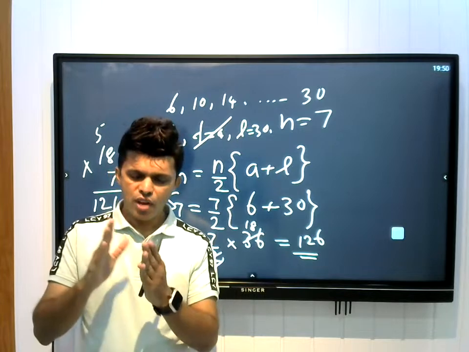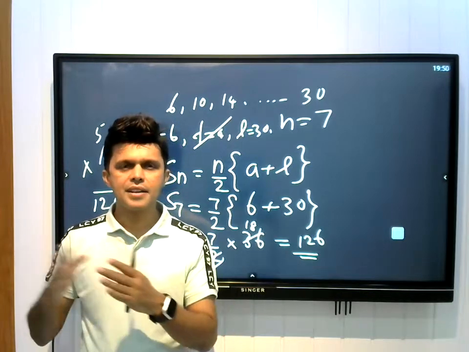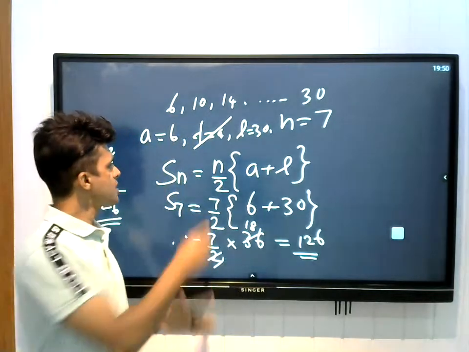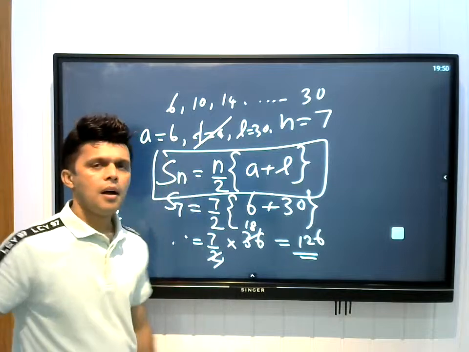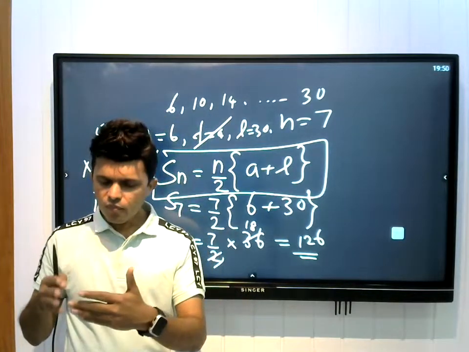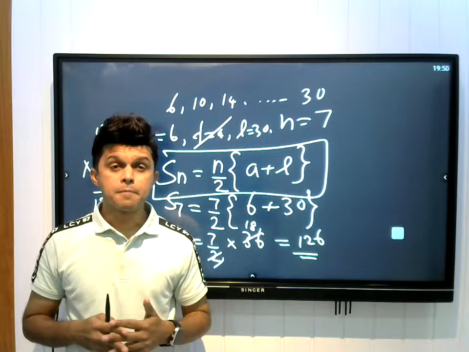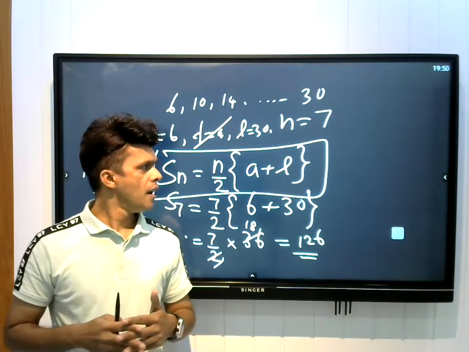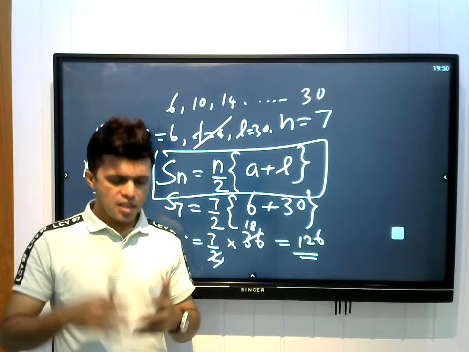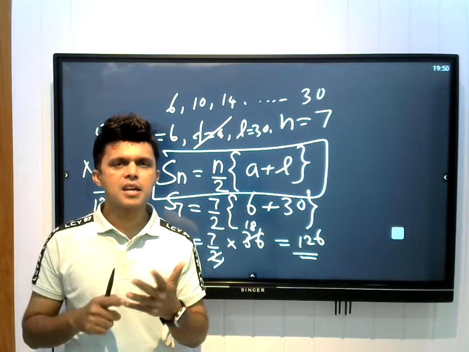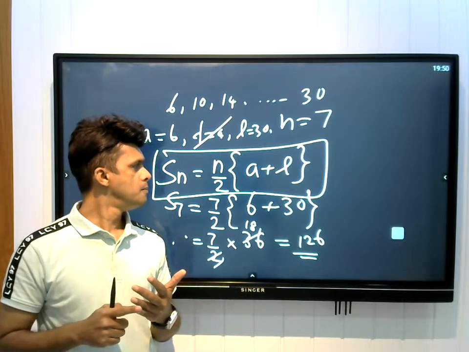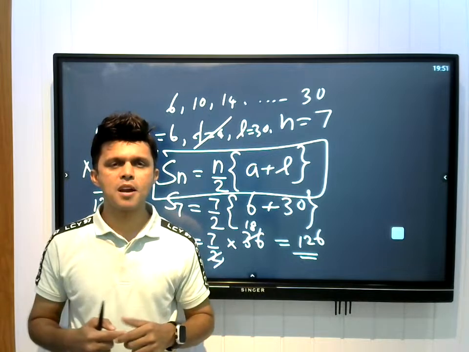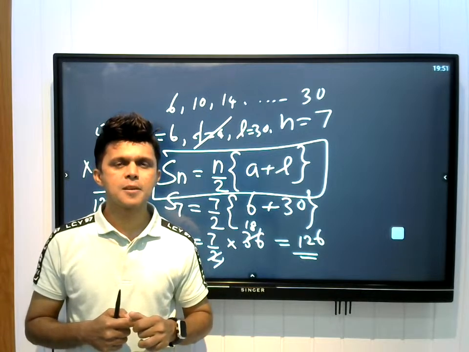126. So when you know the value of a, when you know the value of l, and also the number of terms, you could use the formula Sn equals n by 2 times (a plus l). This is the basic idea of arithmetic progression. So far we discussed 3 formulas. These are the formulas: Tn equals a plus (n minus 1) times d. Sn equals n by 2 times (2a plus (n minus 1) times d). Sn equals n by 2 times (a plus l).